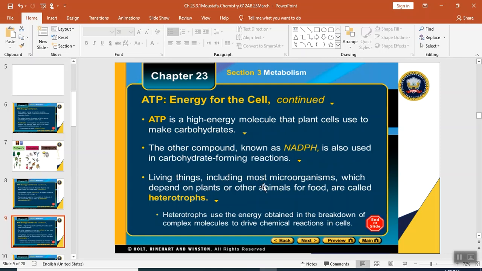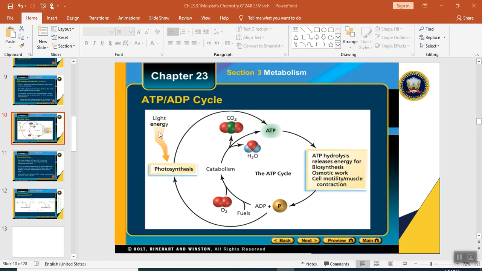Living things, including most microorganisms, which depend on plants or other animals for food, are called heterotrophs. So heterotrophs means consumers. Heterotrophs use the energy obtained in the breakdown of complex molecules to drive chemical reactions in cells. This slide explains the ATP-ADP cycle. You are responsible only for how ATP will break down to form ADP and release one bond, or one phosphate group of the three phosphate groups.